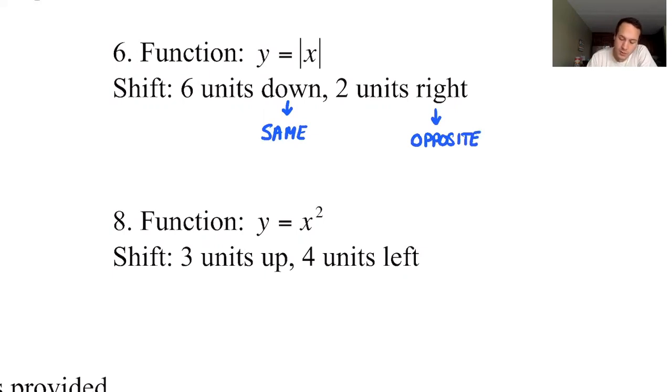So take care of this one first. Okay, take care of the 2 units right first. When we do that, we'll get y equals the absolute value of x minus 2. Now take care of the other one. Down 6 is -6. Okay?